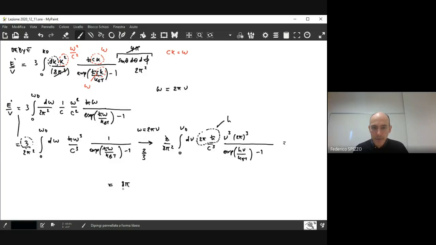Then we have the speed of sound to the power of 3, integral from 0 up to the Debye frequency, and then we have this integral, so h omega to the power of 3 divided by the exponential of h frequency divided by kBT minus 1. And this is exactly the same expression that was found in the case of the black body radiation.